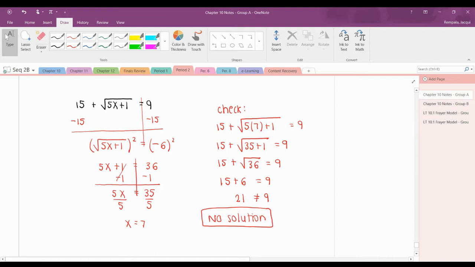I wanted to move the two numbers that were attached to x, so I did that, and my potential answer was 7. But then when I checked my work and I substituted them in, I started getting that I didn't have the same answer. At the end, I got 21, and that does not equal 9. So that's why my final answer here was no solution.